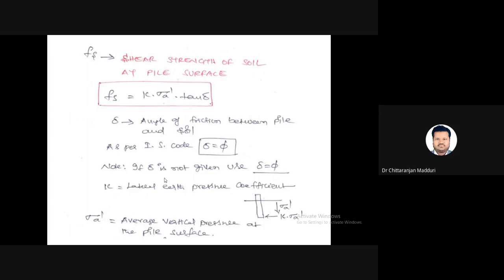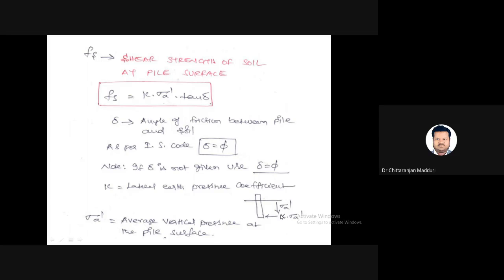So here you can see that delta is known as the angle of friction between the pile and soil. So it is given in the problem. If it is not given in the problem, as per IS code, take delta equal to the angle of internal friction. K is known as the lateral earth pressure coefficient.